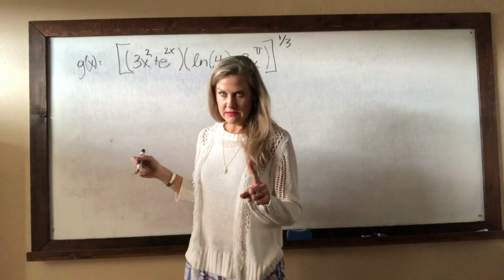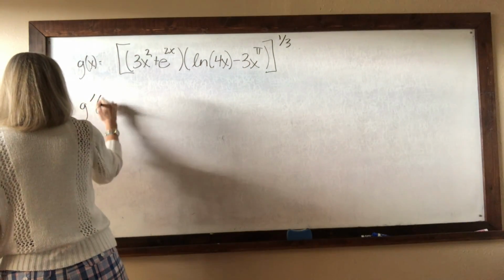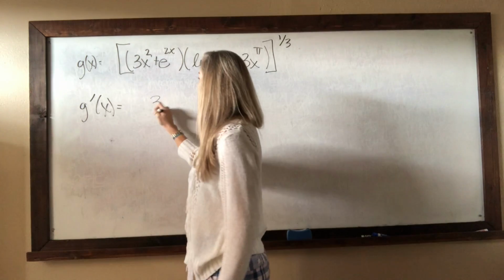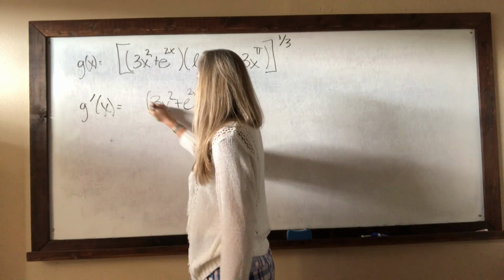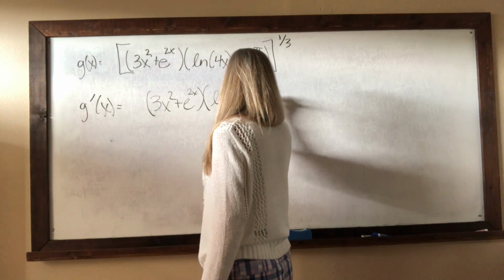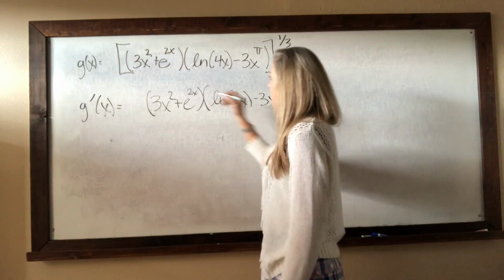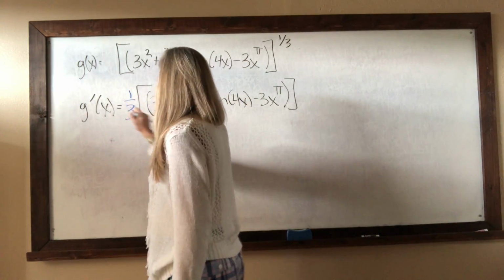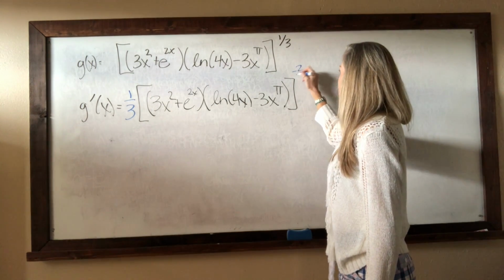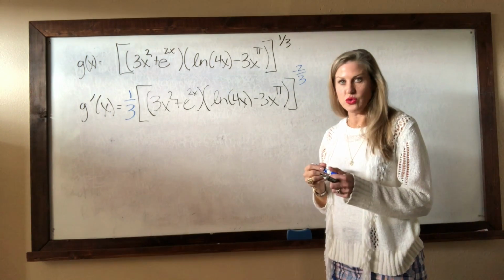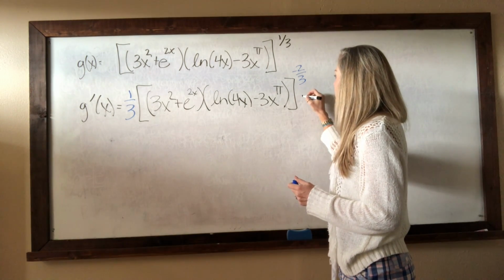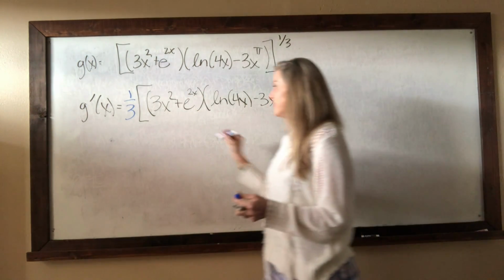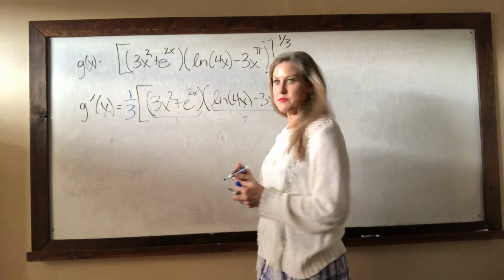So here we go. Again, leave yourself some room. I'm going to recopy the inner so I'm not tempted to mess with it yet. 3x squared plus e to the 2x times natural log 4x minus 3x to the pi. And on the outer part, the 1/3 drops down. And 1/3 minus 1 is negative 2/3. That's the first part of the chain rule. Now I'm ready to multiply that by the derivative of the inside components. And the derivative of the inside components, there's my first one, and there's my second one.